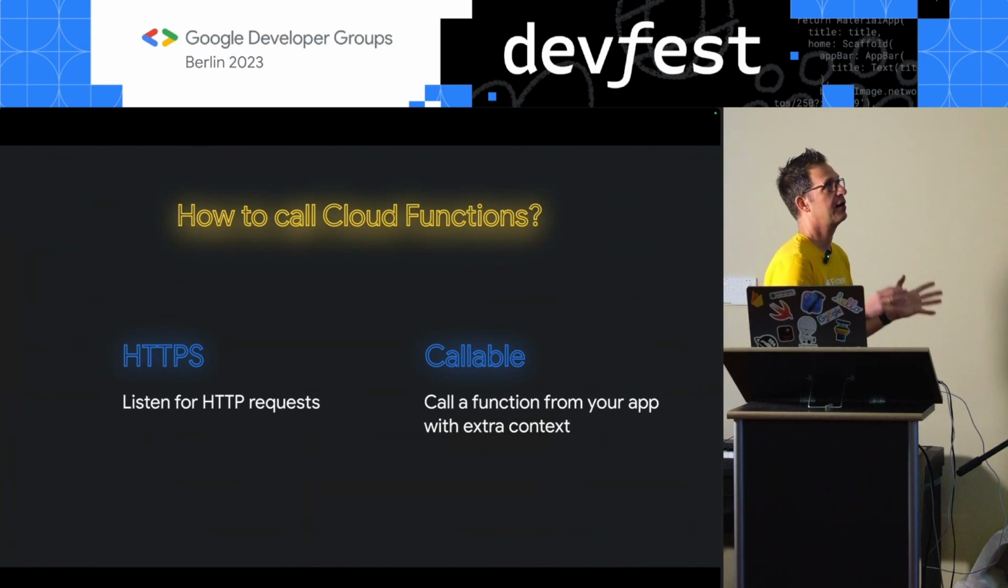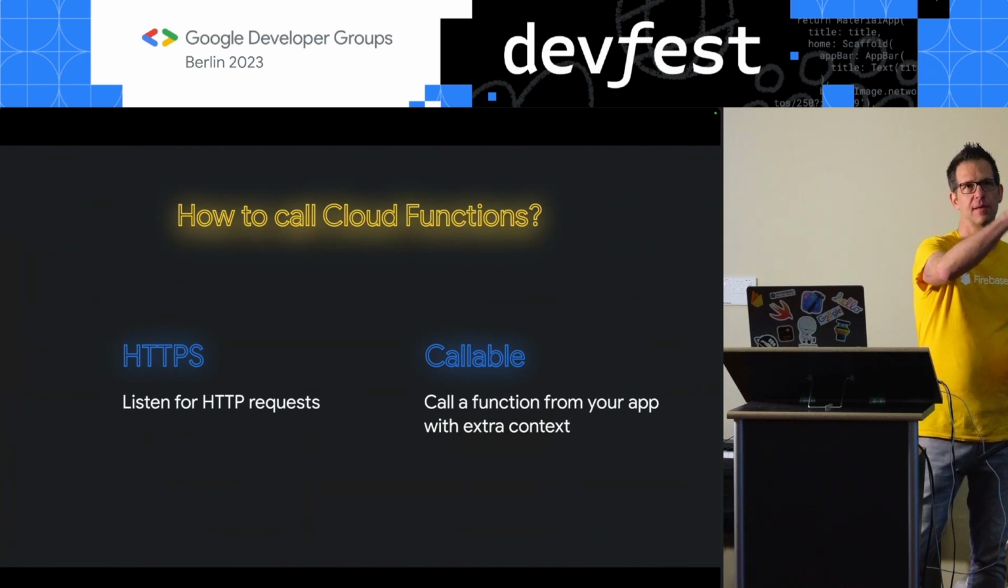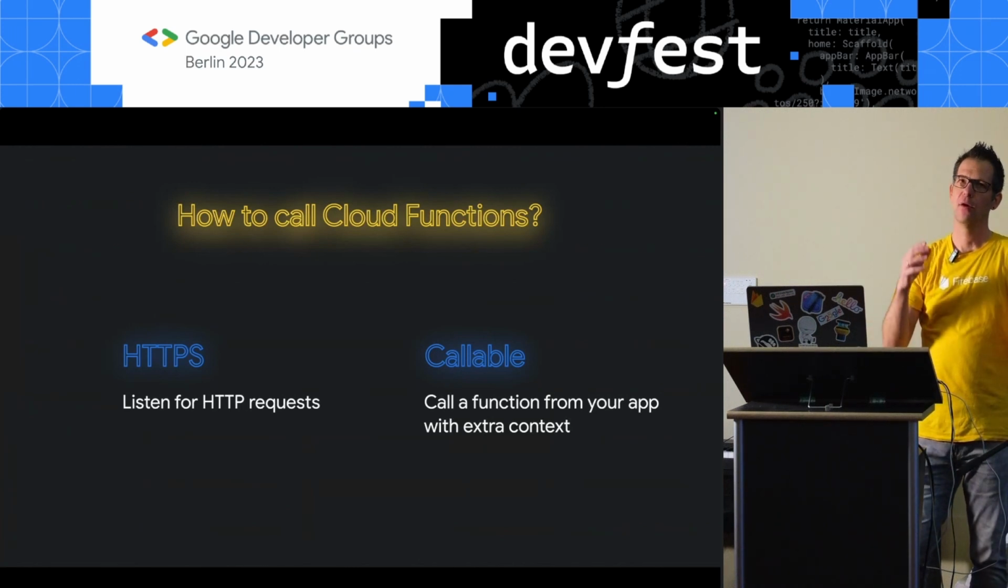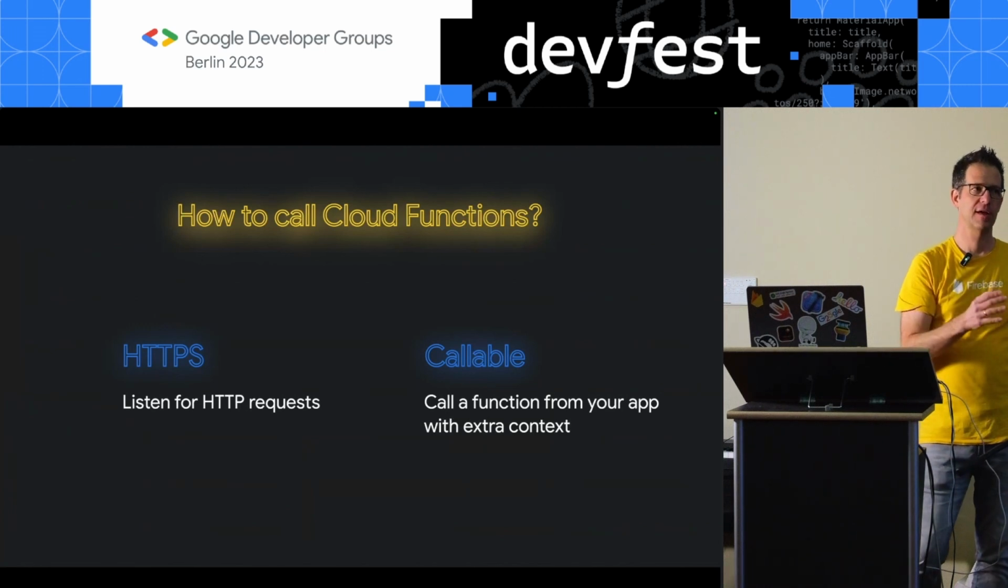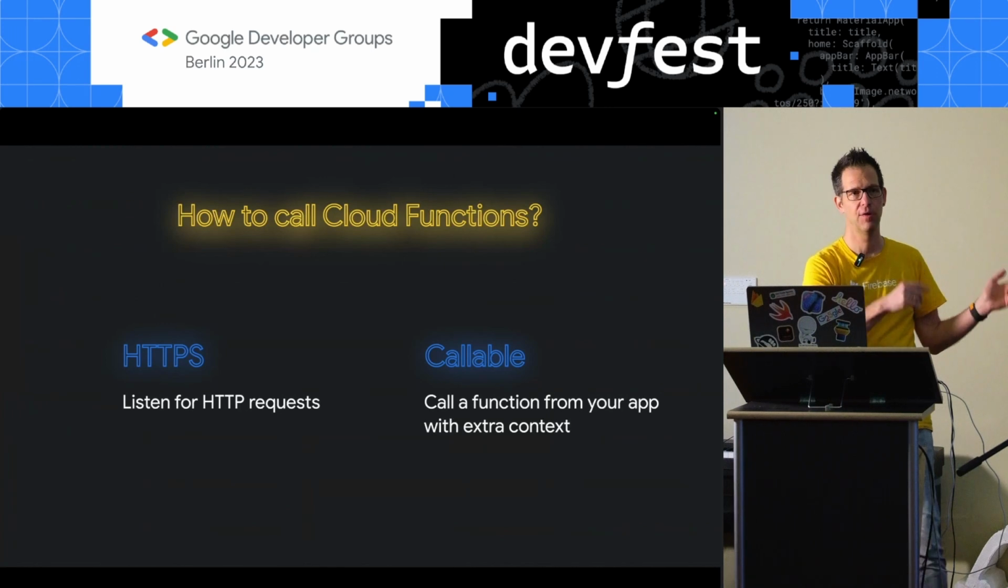Callable functions are slightly different. In addition to getting the input parameters and sending you a response back, they also have access to the context, and the context contains information about the user who is signed in on your phone.